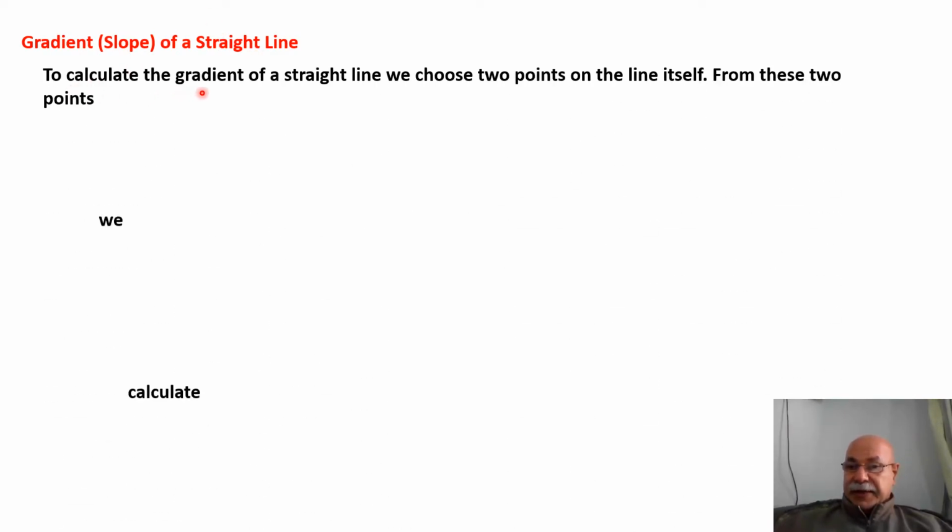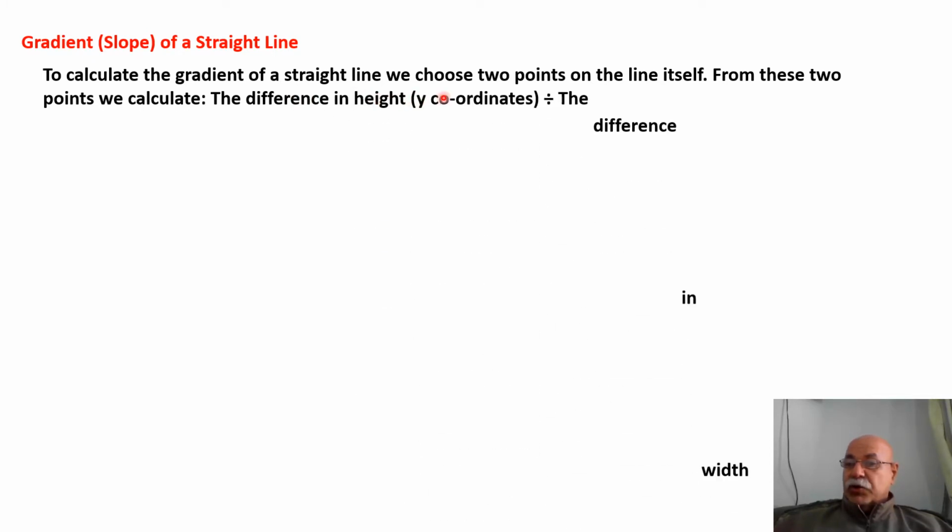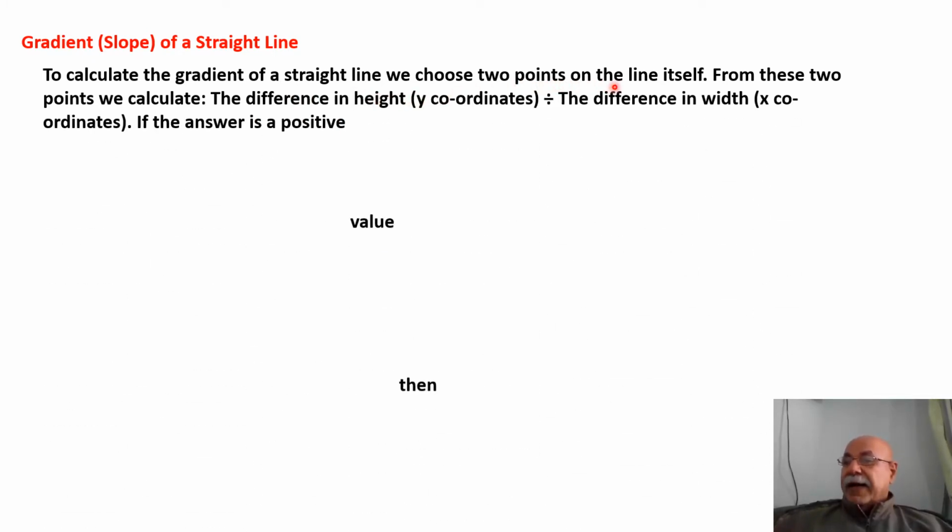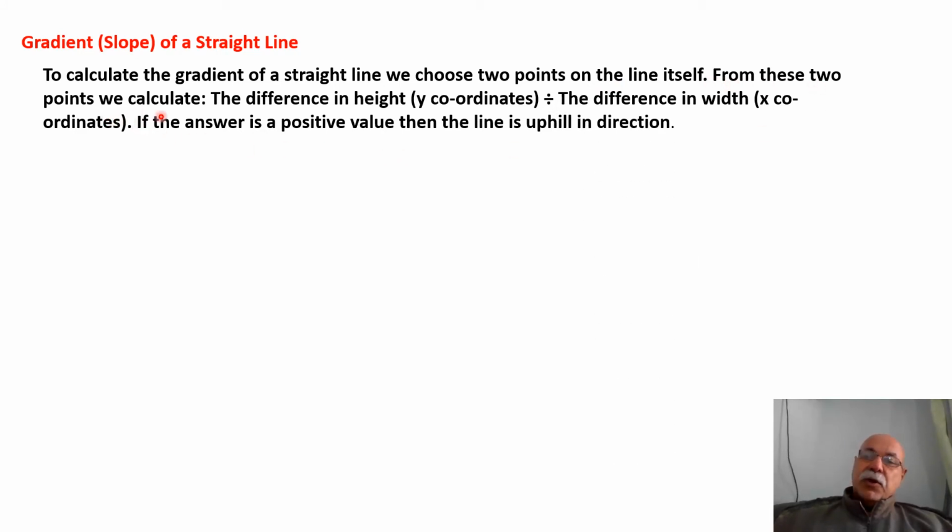You can calculate the gradient of the straight line by choosing two points on the line itself. From these two points, calculate the difference in the height coordinates divided by the difference in the width axis coordinates. If your answer is positive, then the line is uphill in this direction. This is the definition of the gradient.